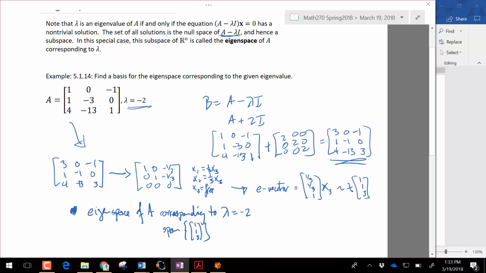This is an x3, sorry. Oh, this is a t. I just changed the variable, rescaled it. This spans the space for the eigenspace for lambda. This only spans a one dimension. There's only one of them, so it's a one-dimensional line. So that line is the eigenvector for lambda equal to -2.